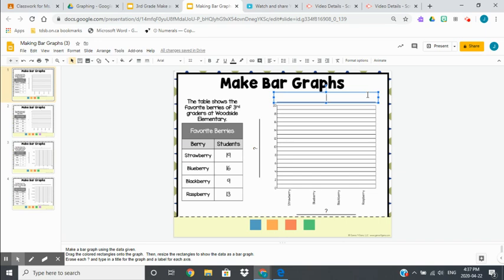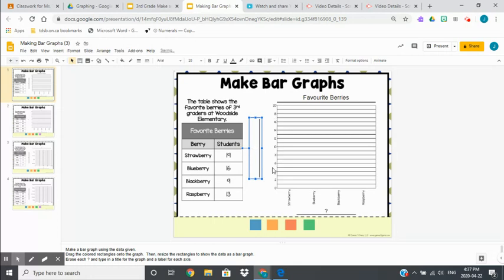So I might say favorite berries. All right. And now I have to tell what these numbers on the sides mean. Let me think. These numbers mean the number of students that like berries. It's not the number of berries they like, it's the number of students. And I know that because right over here in the chart, I can see that 19 students like berries. It's not that there's one student who likes 19 strawberries, okay? So just make sure you're thinking about what these numbers mean.